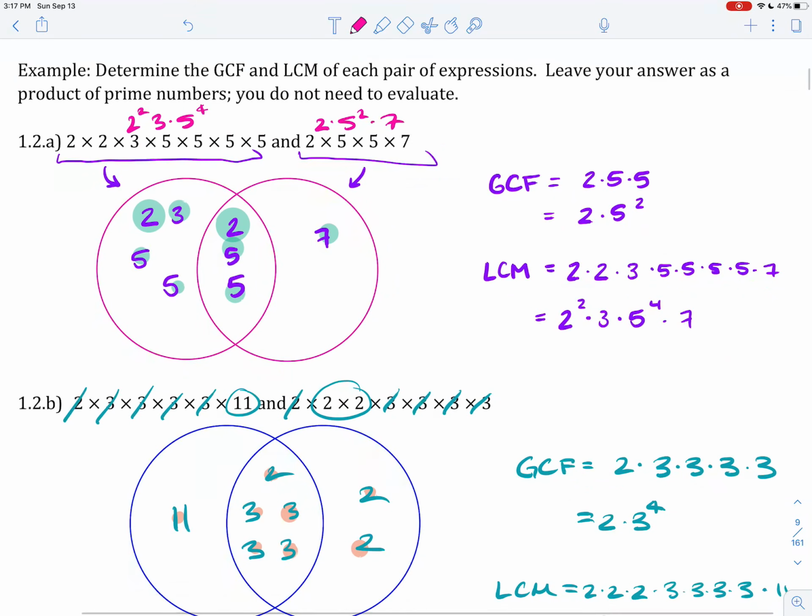Operating on the other end is the LCM, and that uses the highest exponent we see on every factor, whether it's common or not. So how many 2's were there? The max was 2 2's, so we included 2 2's. This didn't have any 3's, but this did, so we included it as well, just to make sure that number is accounted for.